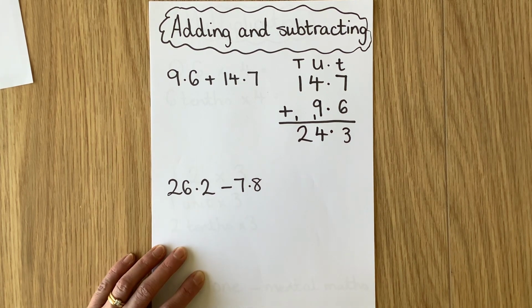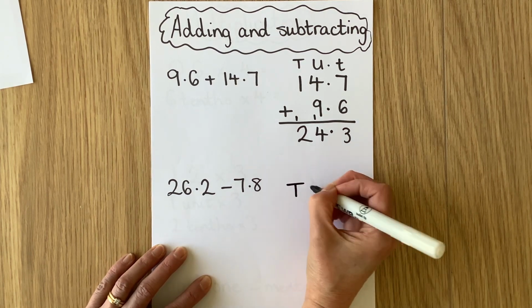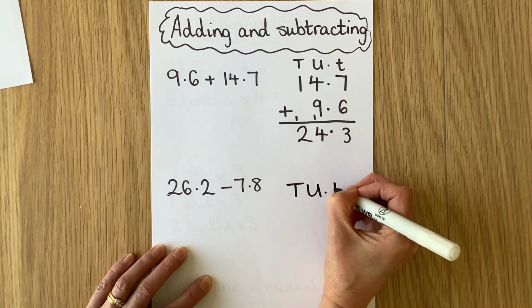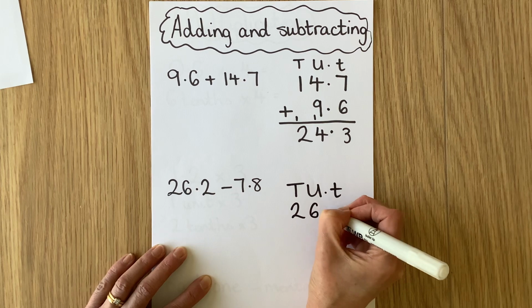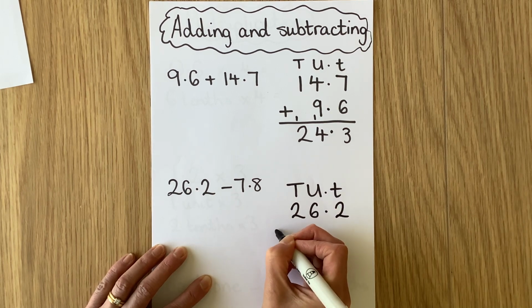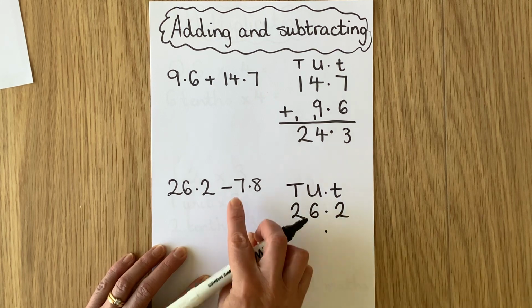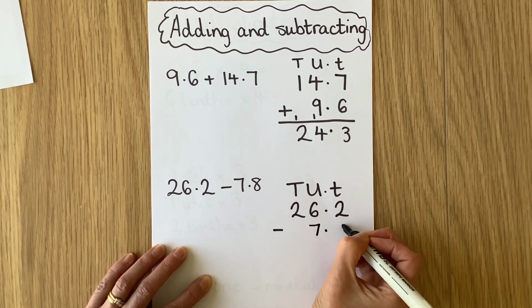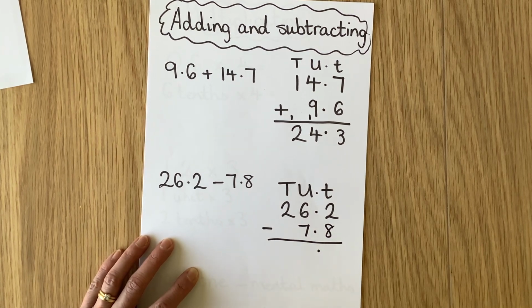If I was doing a takeaway question, so 26.2 take away 7.8. So if I put my place value holders at the top, 26.2, so 2 tens, 6 units, 2 tenths. Take away 7.8, so decimal point, 7.8. Decimal point in for my answer.